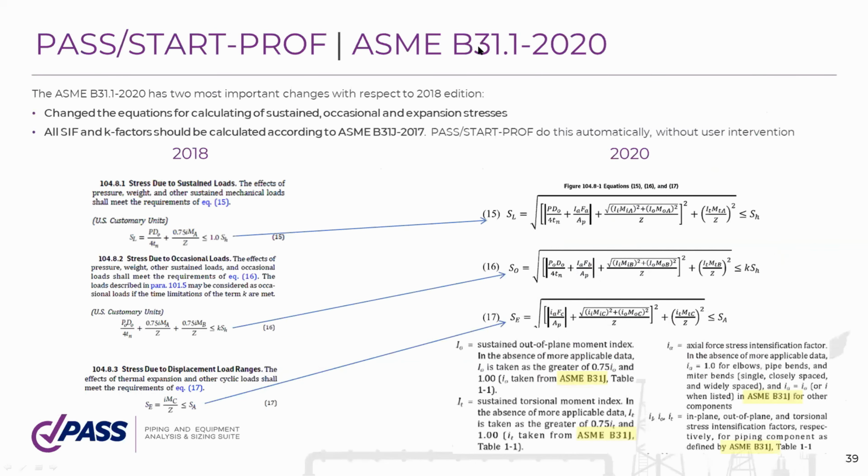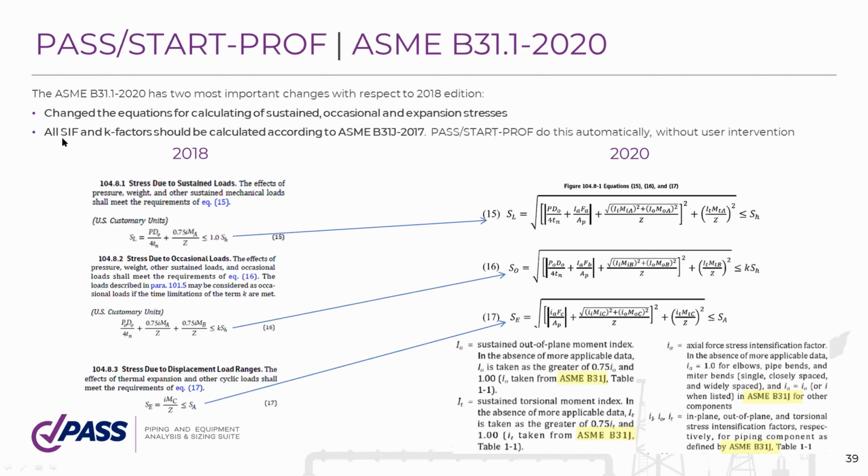In the new edition of the ASME B31.1 code, this problem was solved. The equations are completely different for sustained loads, for occasional loads, and for expansion stress. It takes into account the axial force. It takes into account the torsion moment. So now there is no such problem as I described for the previous version of this code. And the equation is like in the ASME B31 code.